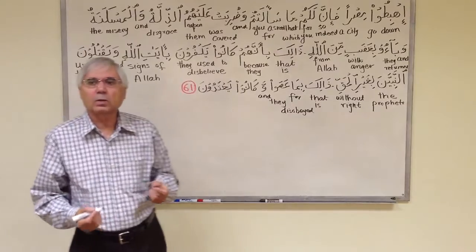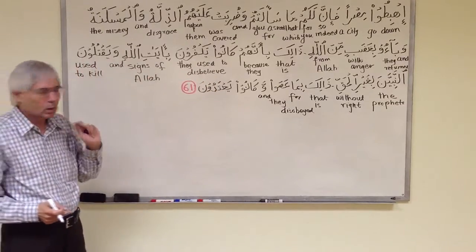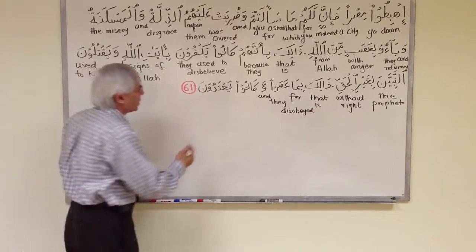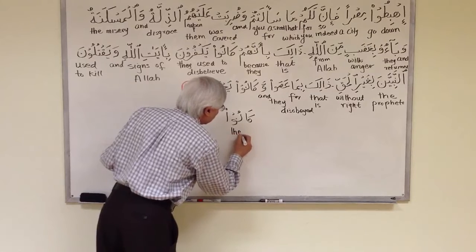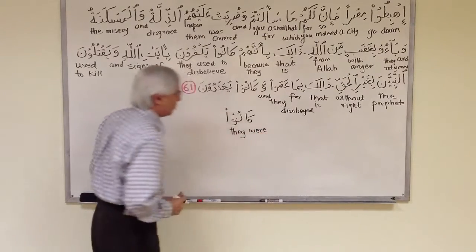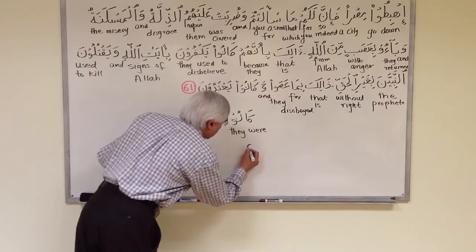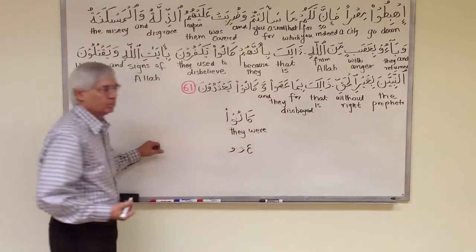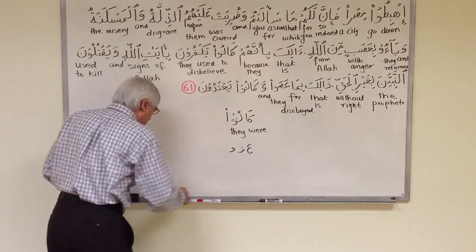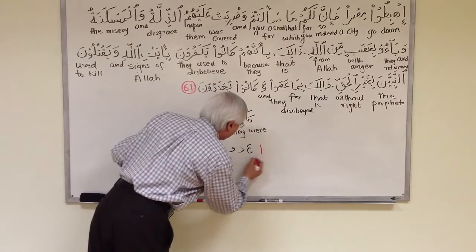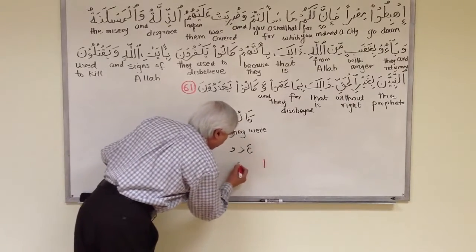And now these two words, kanu ya'tadun, will have the similar formation as kanu yakfurun or kanu yaktulun. So the word is here ya'tadun. Okay, so let's look at these words. Kanu, which we just looked at, means they were. This word ya'tadun starts with these three letters. But this is a much bigger word. So what happens is that two letters are added in this one, an alif and a ta. So we make a five-letter word from here by adding an alif and a ta.